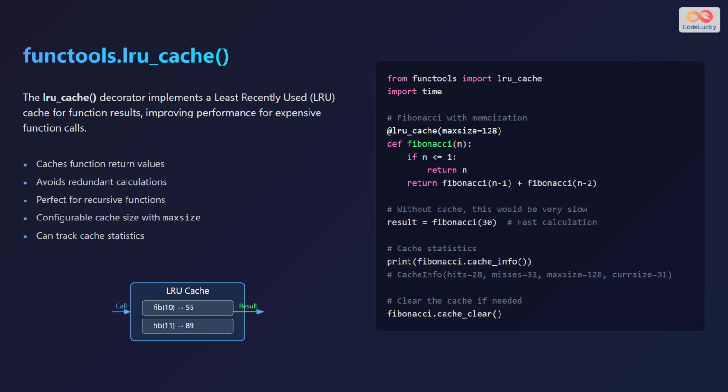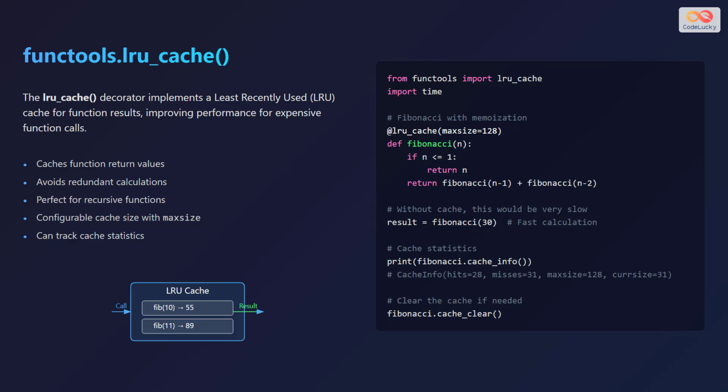We import recursive from functools in time. Then we define a recursive function called Fibonacci that calculates the nth Fibonacci number. We decorate the Fibonacci function with recursive with max size equal to 128. This tells recursive to store the results of the 128 most recent calls to the Fibonacci function. Without the cache, calculating Fibonacci of 30 would be very slow, but with the cache, it's very fast.